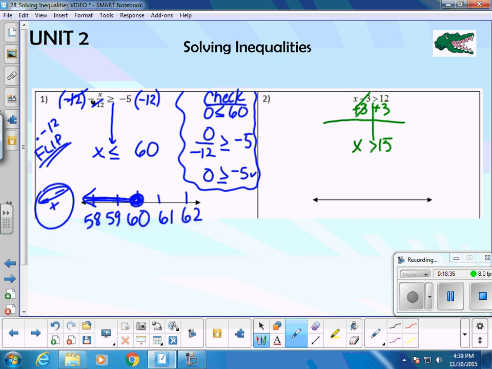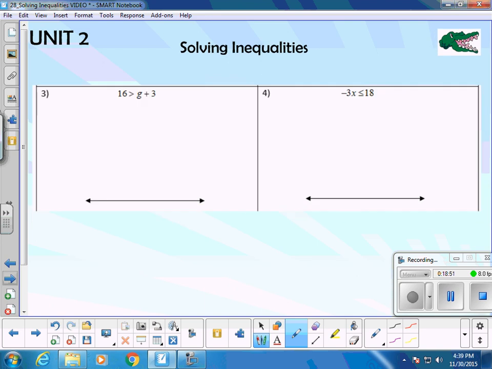X is greater than 15. Here's my 15. X is just greater than, so it's an open circle. And since it's greater than, it's going away from 15 and getting bigger. Okay.